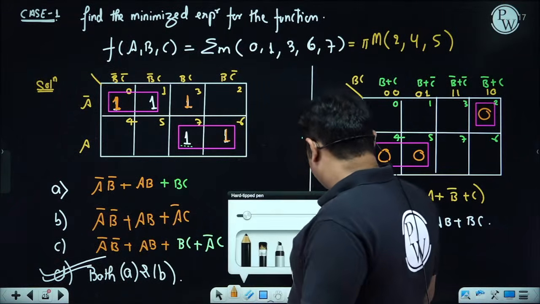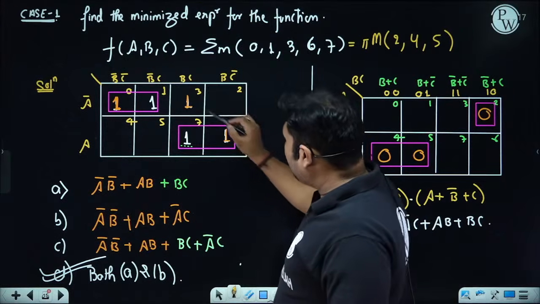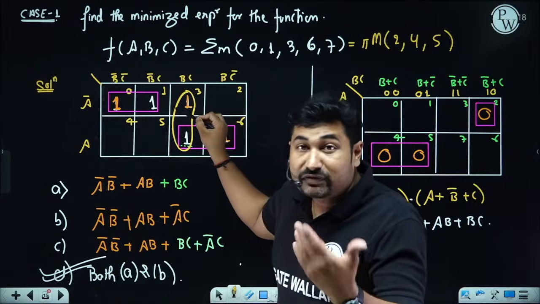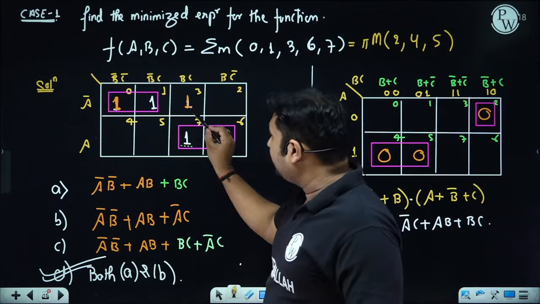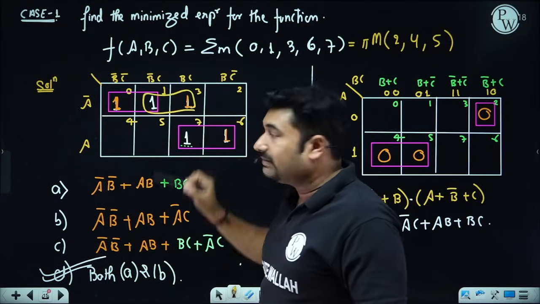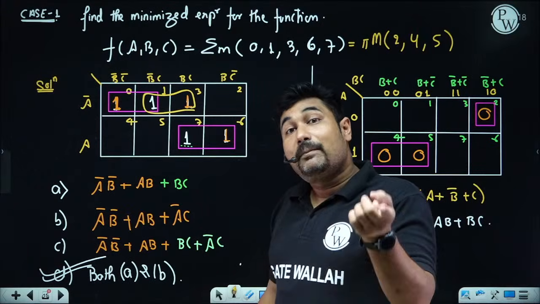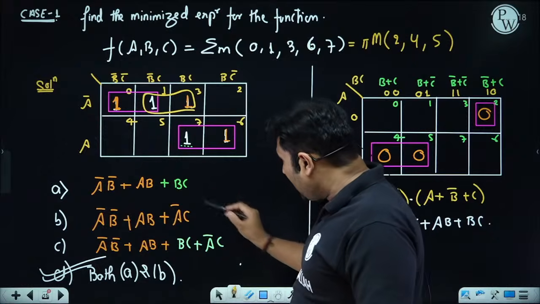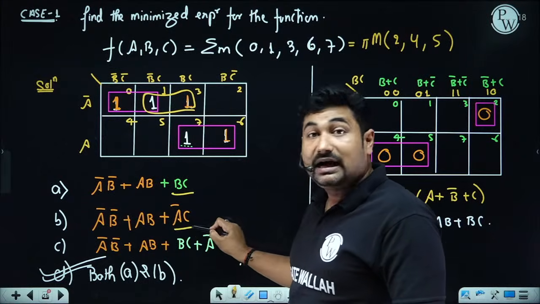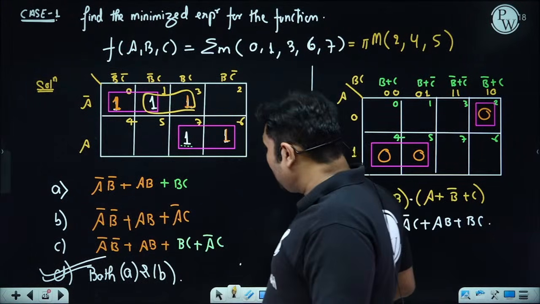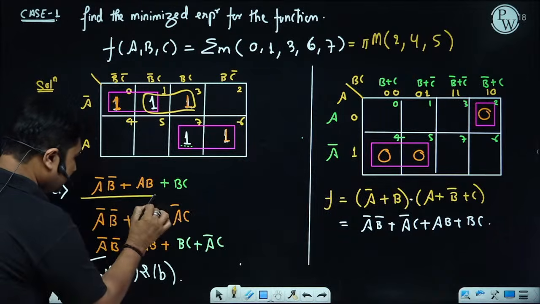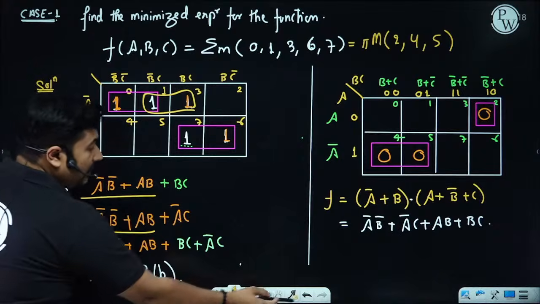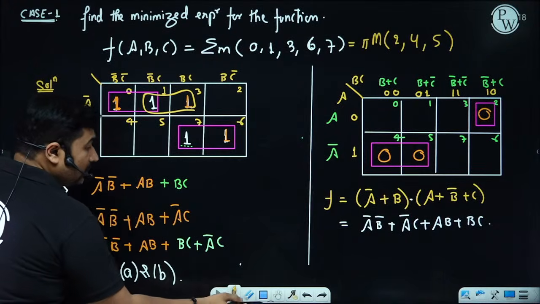However, these two terms are prime implicants, meaning if you take this term, it cannot be further minimized, or if you take this term, it cannot be further minimized. So these two terms are prime implicants, but they are not essential. These two are essential prime implicants, which must be in the expression. Is it okay? How many of you are now able to understand, beta ji?